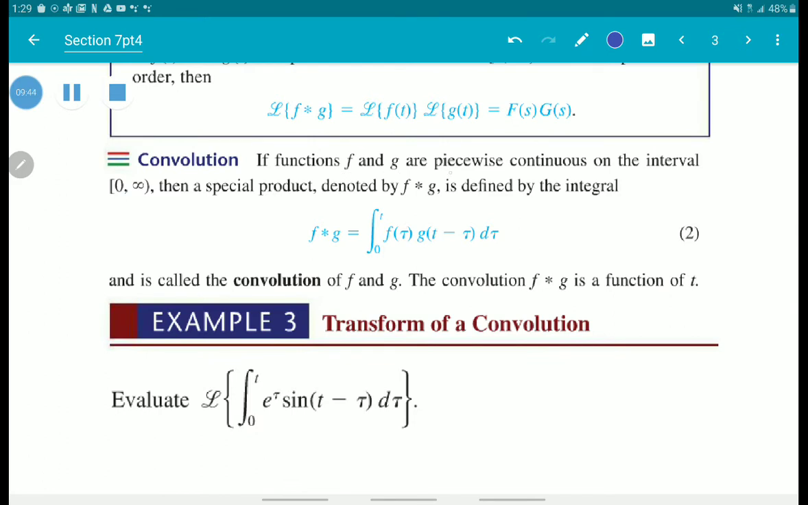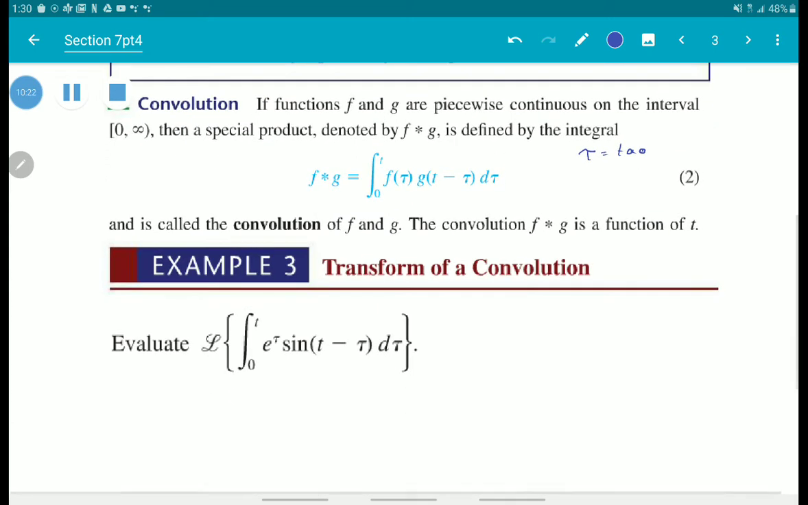If two functions f and g are piecewise continuous on the interval from 0 to infinity, then their special product is written f asterisk g. I would say that is f convoluted with g. And we can define it in terms of an integral. We're going from 0 to t, and this is f of tau, g of t minus tau, d tau. So we're integrating with respect to that Greek letter tau, and I believe it's spelled T-A-U.